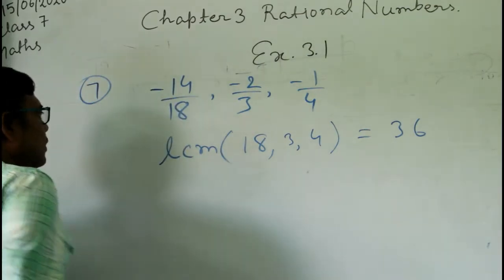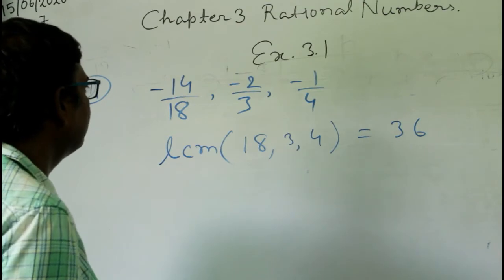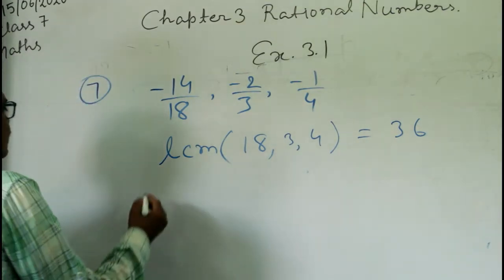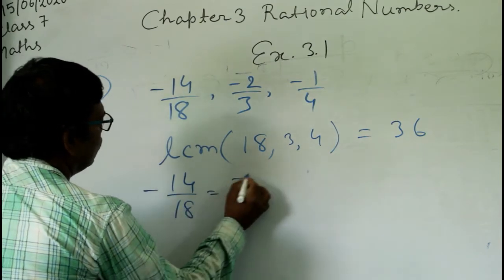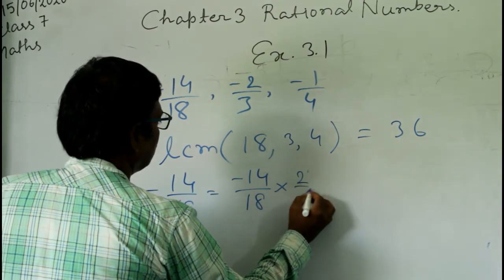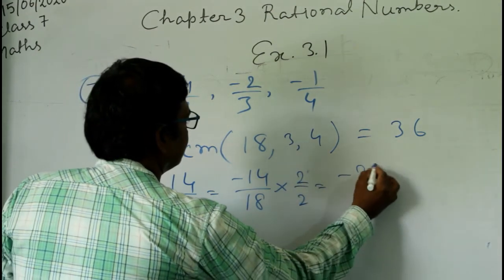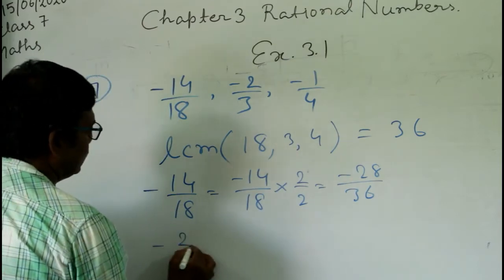Now express all these rational numbers as like rational numbers. That is minus 14 by 18 equal to minus 14 by 18 into 2 by 2, 36, and next minus 2 by 3.